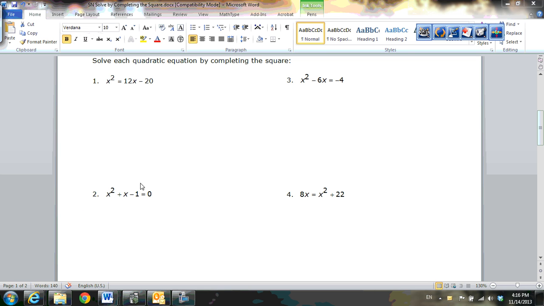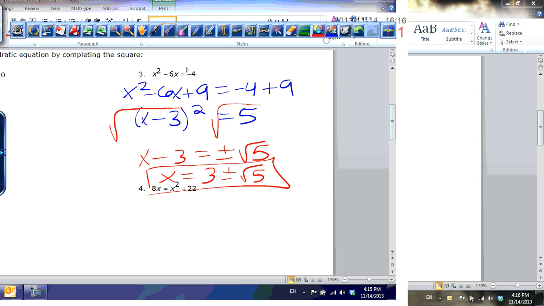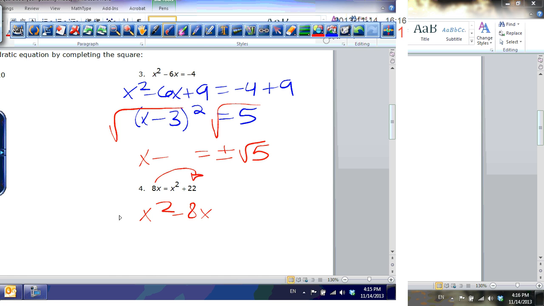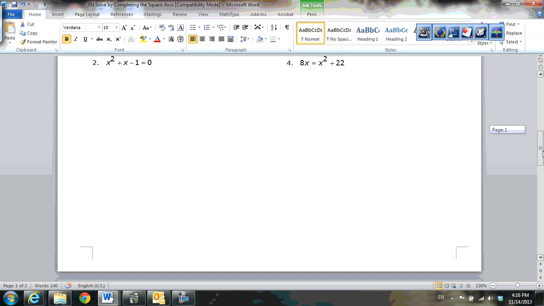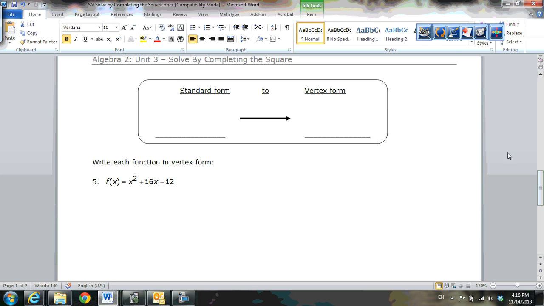Number 2 has some fractions, so be careful of that. And number 4, I'll go ahead and get you started. I'm going to erase part of this here. I'm going to move 8x to this side. So x squared minus 8x, and that still equals 0, plus 22. Now I need to move this 22 to the other side, so I'm going to have negative 22 equals x squared minus 8x. And from there, it's the same thing. Once you get down to the answer, be careful because you might have an i, an imaginary number, involved.